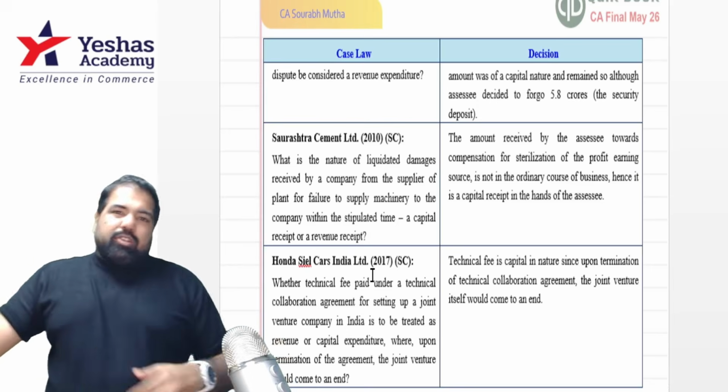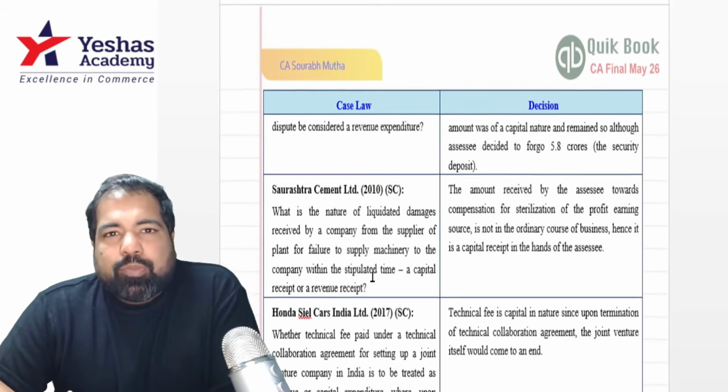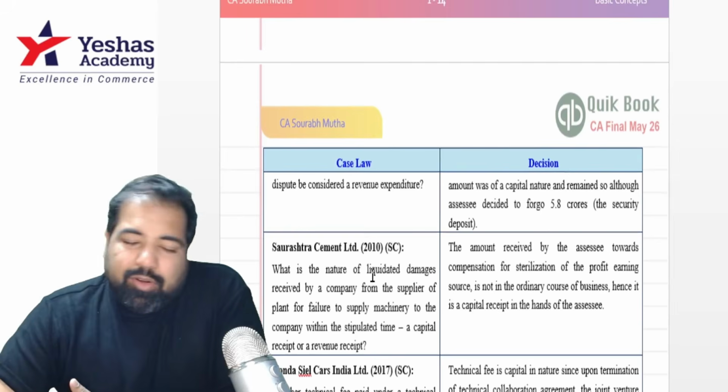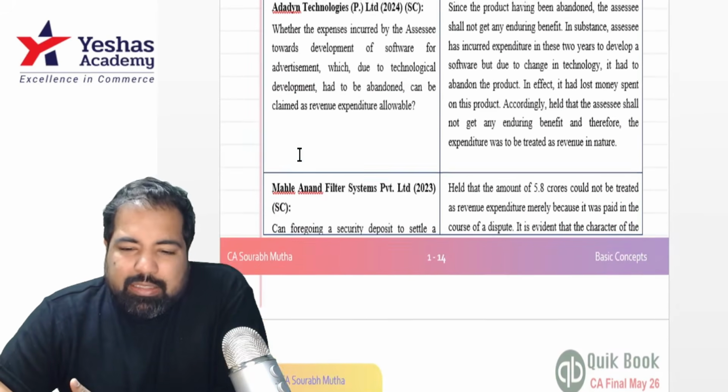So these are the 5 case laws, repeating: Bank of Rajasthan, Diversion Technologies, Saurashtra Cement is liquid, Honda CL technical agreement, and Mahle Anand Filter Systems Private Limited. These are the 5 case laws.